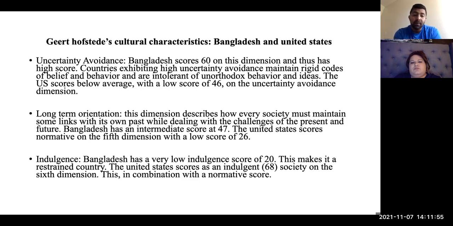Indulgence. Bangladesh has a very low indulgence score of 20. This makes it a restrained country as per the definition of indulgence. Whereas the United States scores 68, and this in combination with a normative score. So those were all the six points according to Hofstede's cultural characteristics.